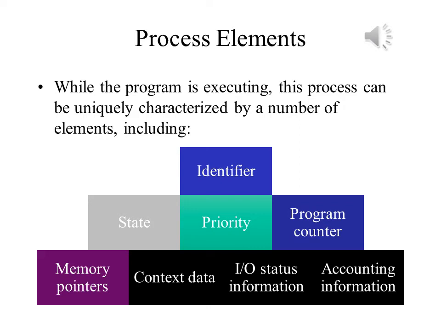Context data. These are data that are present in registers in the processor while the process is executing. Input-output status information, including outstanding I/O requests, I/O devices such as disk drives assigned to this process, a list of files in use by the process, and so on. Accounting information may include the amount of processor time and clock time used, time limits, account numbers, and so on.